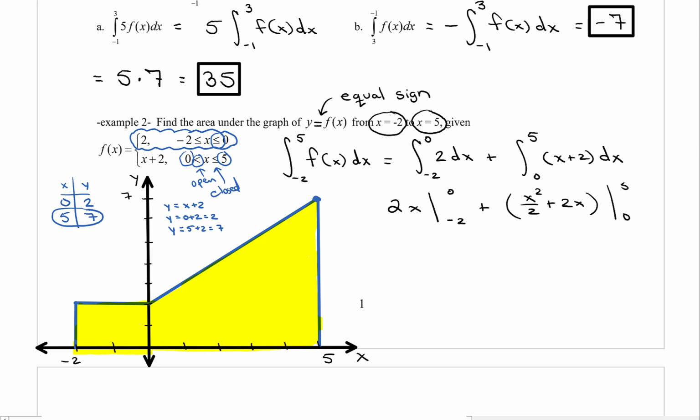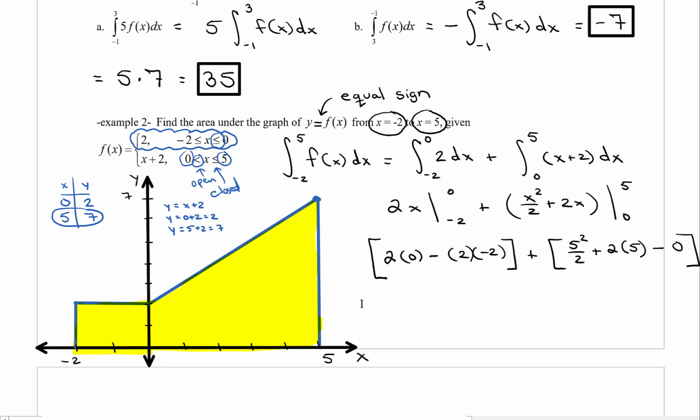Let's go ahead and open up a square bracket, and inside we're going to write 2 times 0 minus 2 times -2 and then close the square bracket. And then we're going to add to that, open up a square bracket, 5 squared divided by 2 plus 2 times 5, and then we're going to subtract 0 squared divided by 2 plus 2 times 0, which is just going to give me 0. So I'm just going to write minus 0 and close the square bracket.